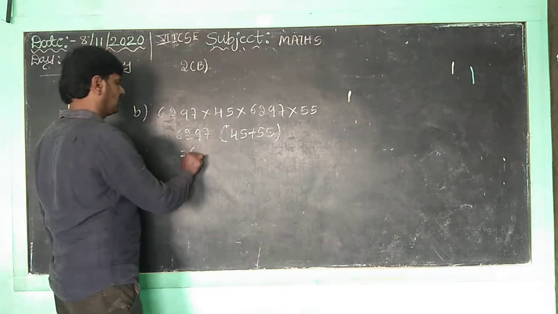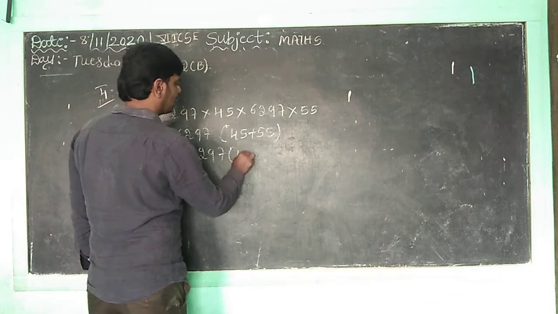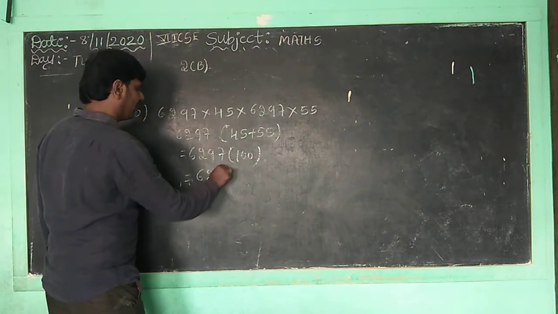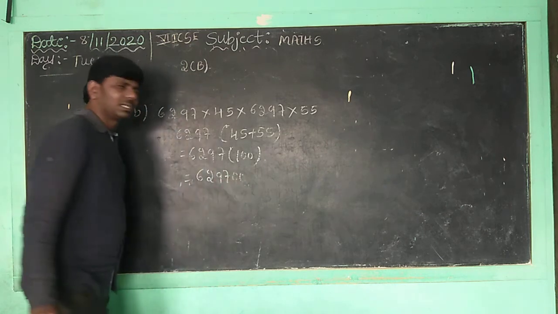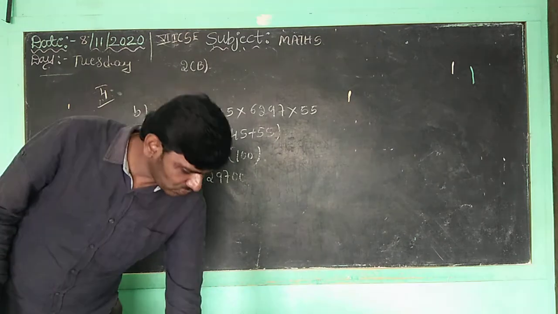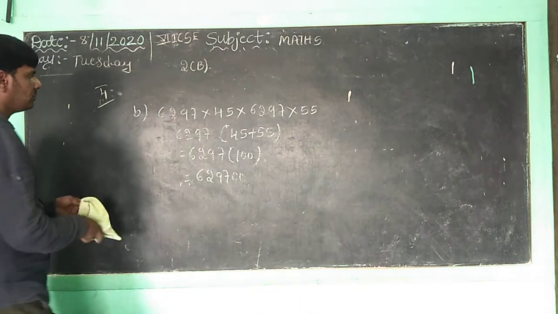And children, so you want to add this one, 45 plus 55 is 100. You want to multiply 6297 by 100. Correct, children? This is also over. Children, now you want to take the next question. What is that next question? So B is over.